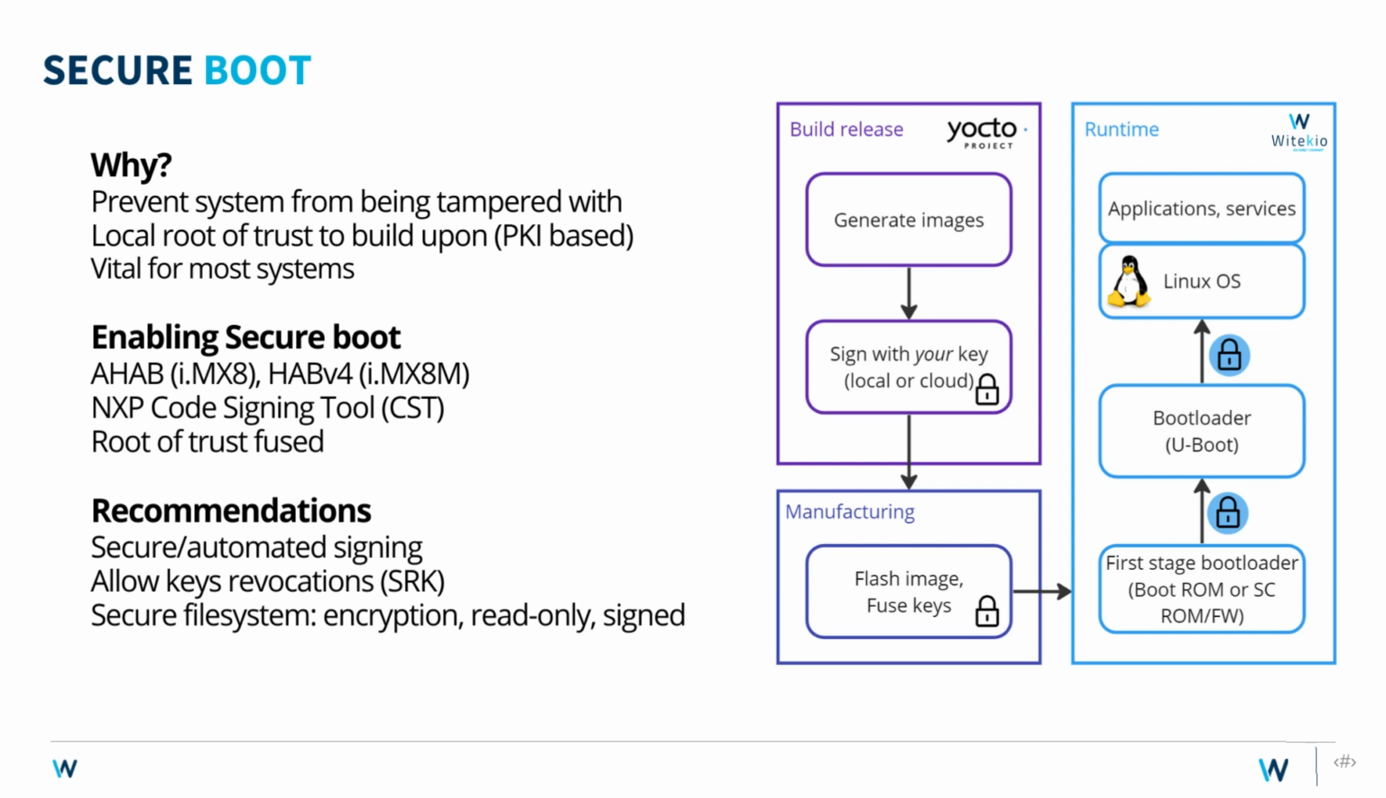During manufacturing, that image is flashed, and you also fuse those keys, those 4 different keys. And then at runtime, that allows you to build that root of trust where from the get-go, the device is going to validate your first stage bootloader, your second stage bootloader, your kernel, and then you can build on top of that to allow even more security. So that's really that root of trust and a way to validate your full device.